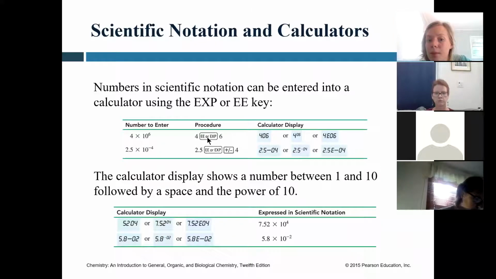What the EE button or the exponent button is going to do is capture the times and the 10 and the little caret. So it's a much faster way. So you would type in 4, EE or exponent, 6. And that should also give you a number of 4 with 6 zeros after it.